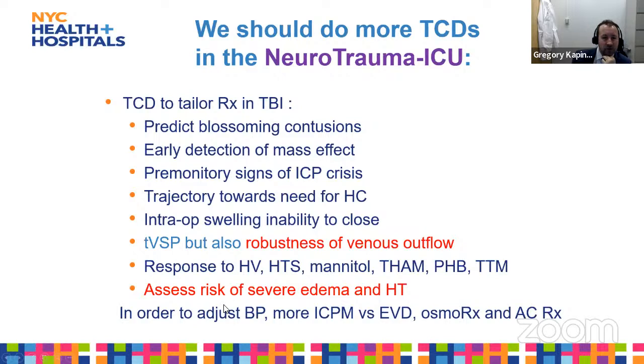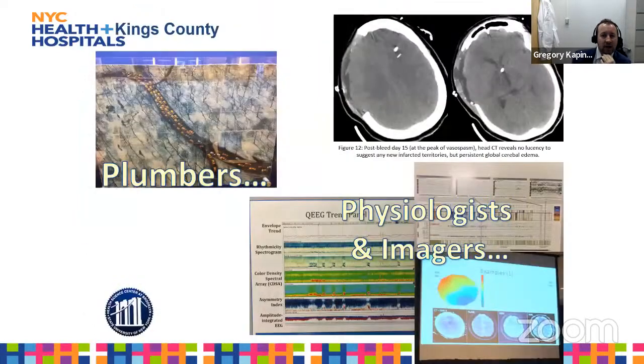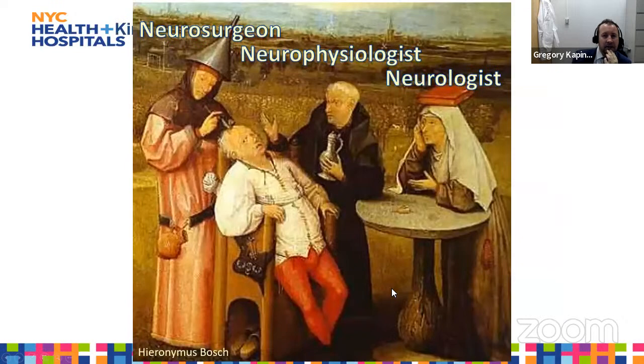We can assess also the risk of severe edema and hemorrhage in the brain, and adjust then based on our TCD surrogate values, our biomarkers. We can adjust the goal blood pressure, adjust if we really need to do a monitor in the parenchyma versus ventricular. Maybe we can adjust how much osmotherapy we give, which one, and also anticoagulation. So it's fun. Physiology is complex, but I love to be beyond a plumber, a physiologist, and an imager.